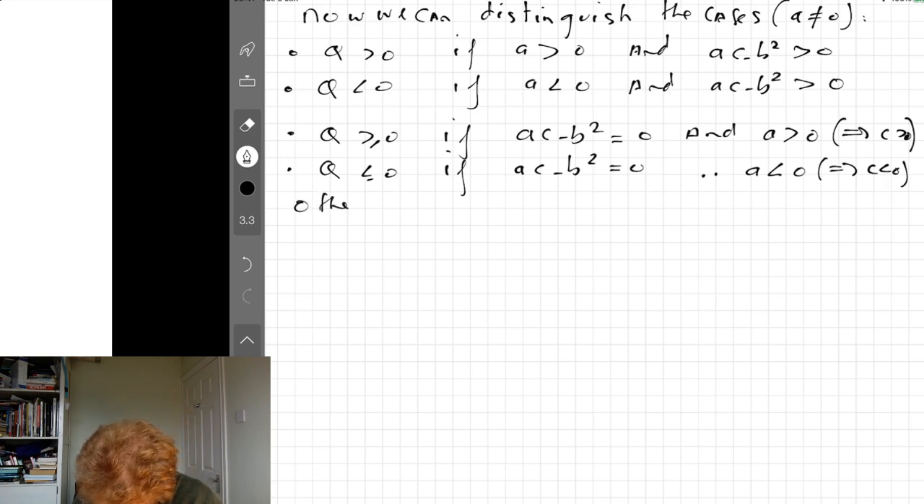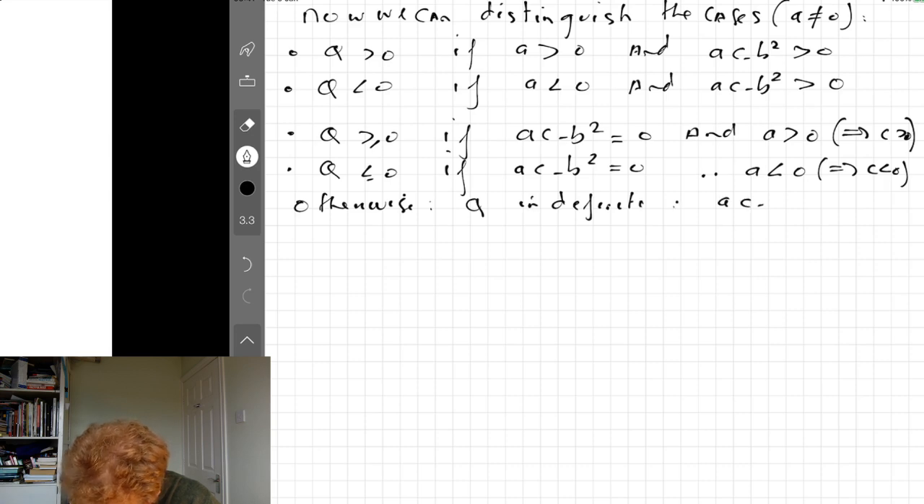Otherwise, so in the other cases, q is indefinite. So what remains is the case ac minus b squared is less than 0, because the other cases we have captured.